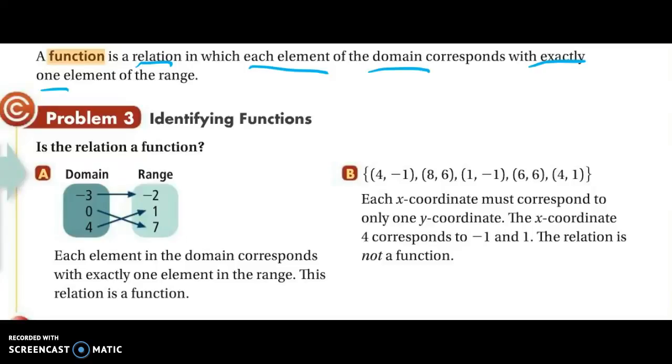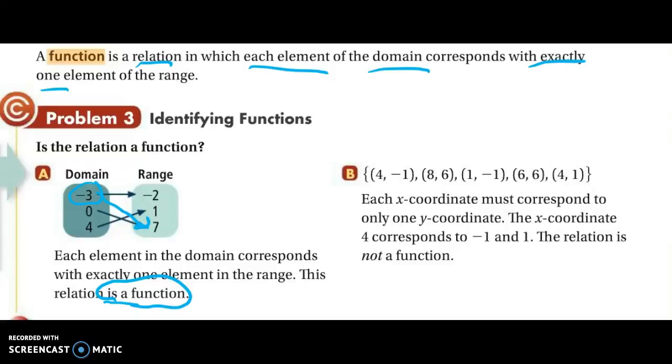Here we have a mapping diagram. We want to decide if this relation is a function. Notice we have our domain numbers. We can only have the domain going to one range number. So right now, -3 only goes to -2, so that's good. 0 only goes to 7, that's good. 4 only goes to 1, that's good. So that means this relation is a function. For it to be not a function, you would see 2 arrows going off of one domain number like that. But this one didn't have that, so yes, it is a function.